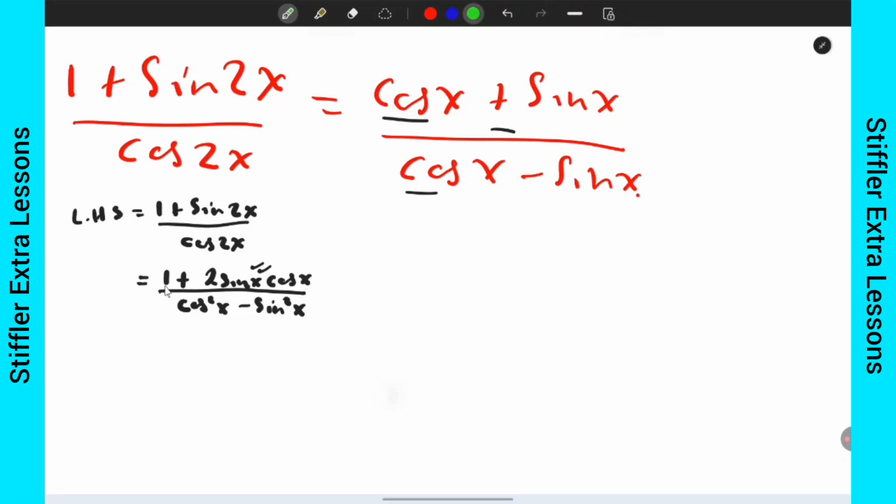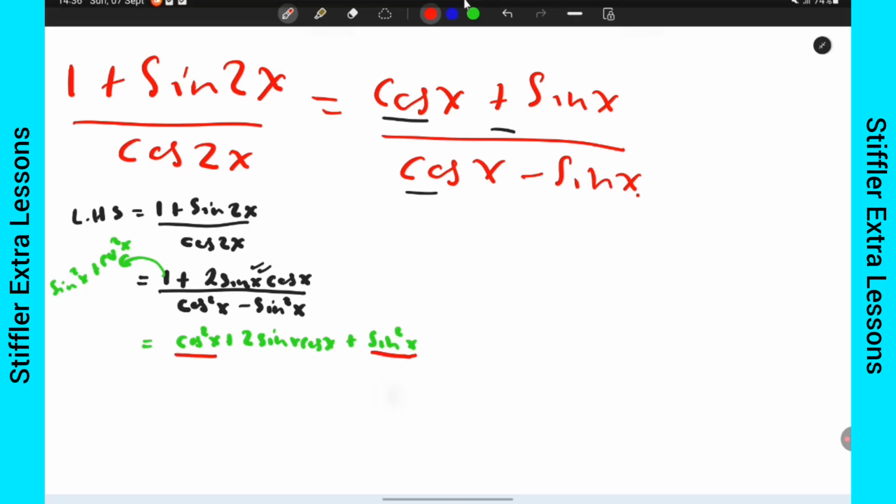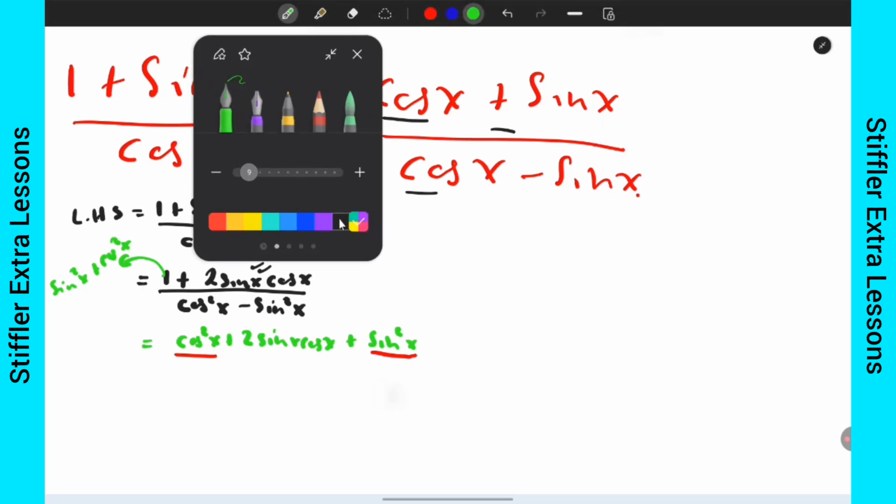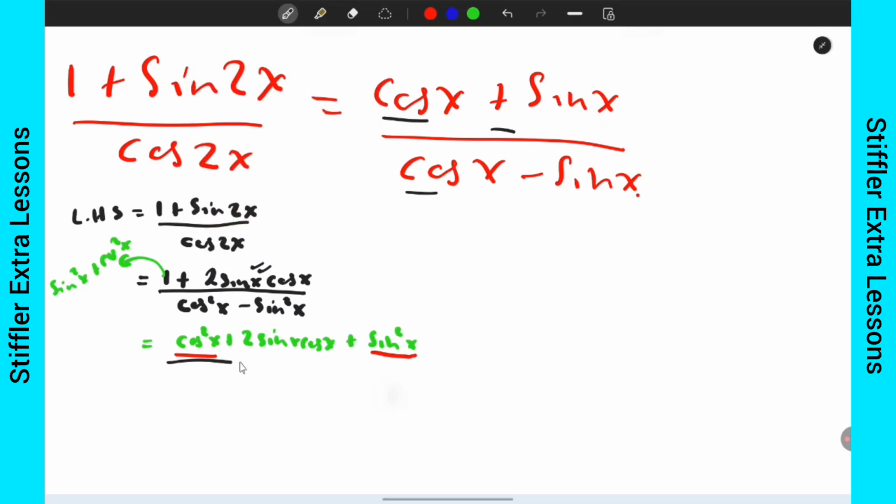1 is very important every time we're dealing with trig, because we know that 1 can give us sine squared x plus cos squared x. So we can replace 1 by that. So if we replace 1 by that, this becomes cos squared x plus 2 sine x cos x plus sine squared x. So this 1 replaced into this and that. Can you see that? Yes. So 1 is always important when you're dealing with these identities. So now this is all over.